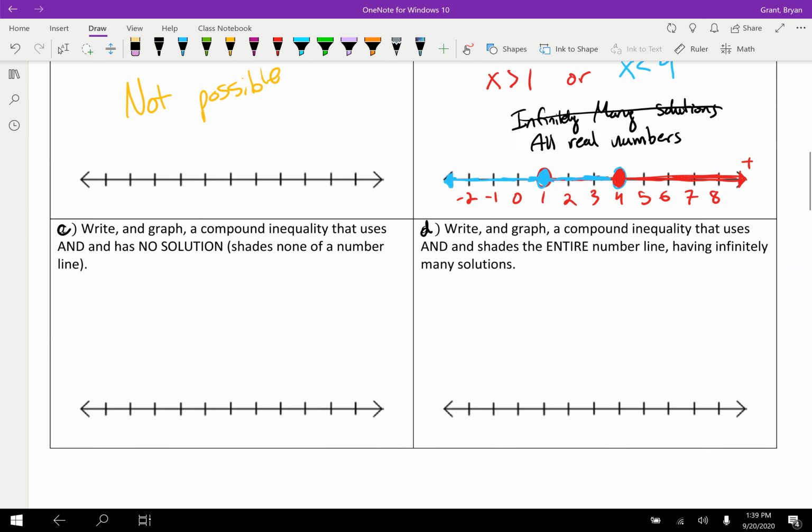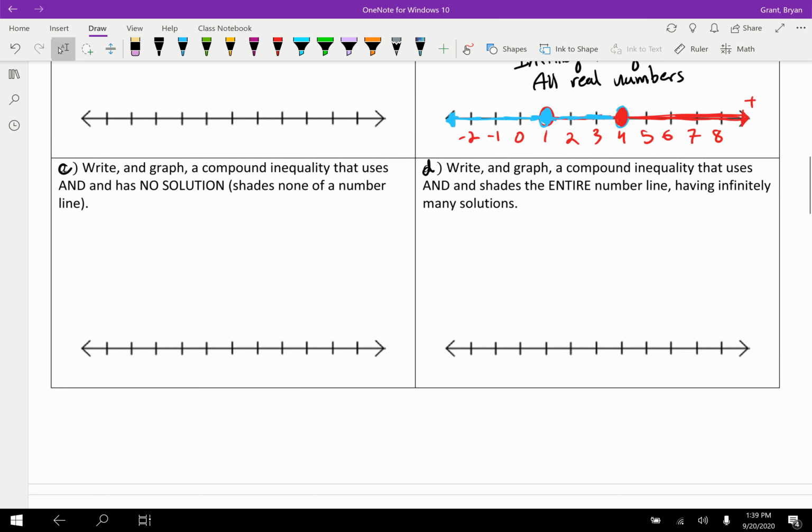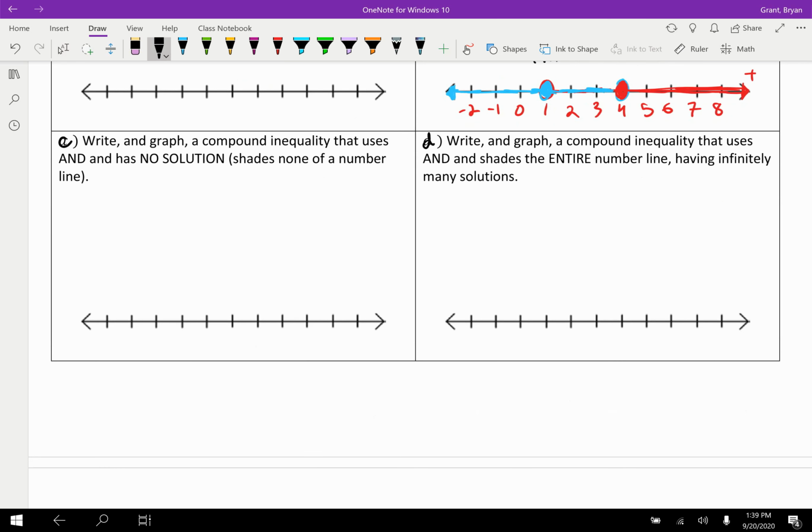Let's go and look at these last two. Write and graph a compound inequality that uses and has no solution. Well, no solution. Let's do something like this. Let's say that x is less than 2, and, well, what's something that would be impossible? Well, for our answer to be less than 2, and let's also make the answer greater than 5.